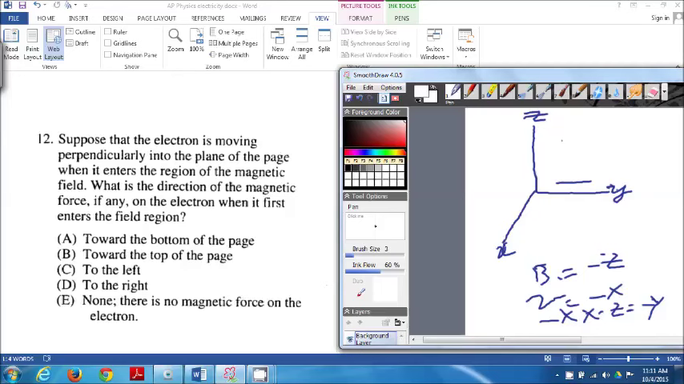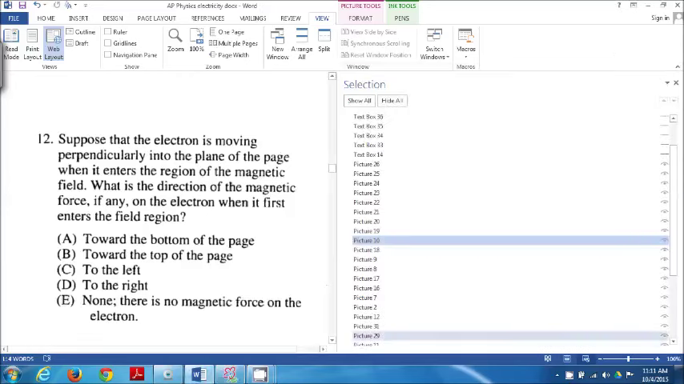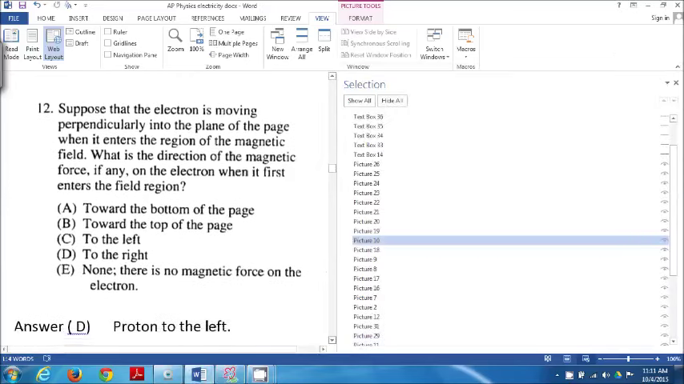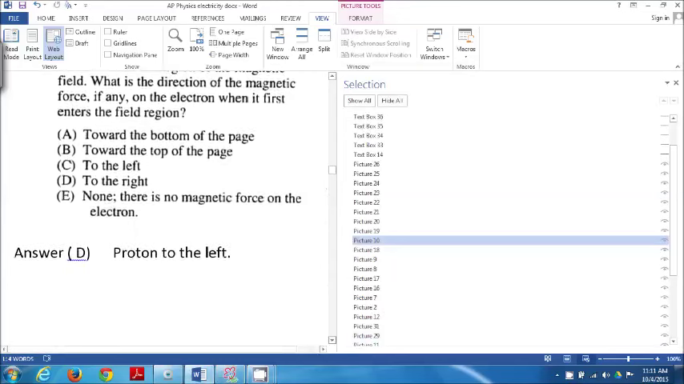That is for the positive charge. Now because the charge is negative, this becomes plus, so the force on the electron would be to the right. So the answer is to the right. If it is a proton, it will be to the left.